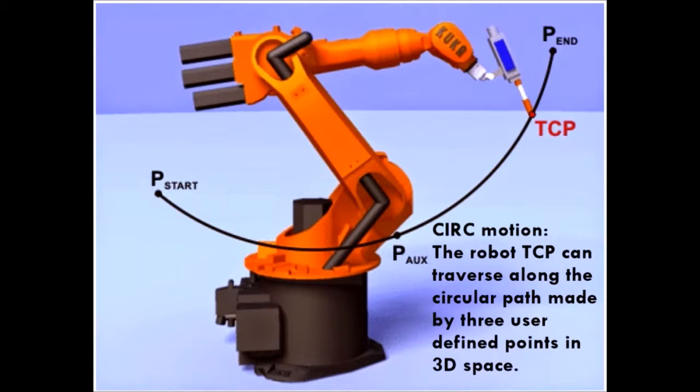Other than PTP and linear motion, the robot TCP can follow a circular path with the circular motion function. The circular path can be defined by 3 points, which are start point, auxiliary point, and end point. The robot TCP will follow the path from start point to end point, passing through the auxiliary point in a circular pattern.